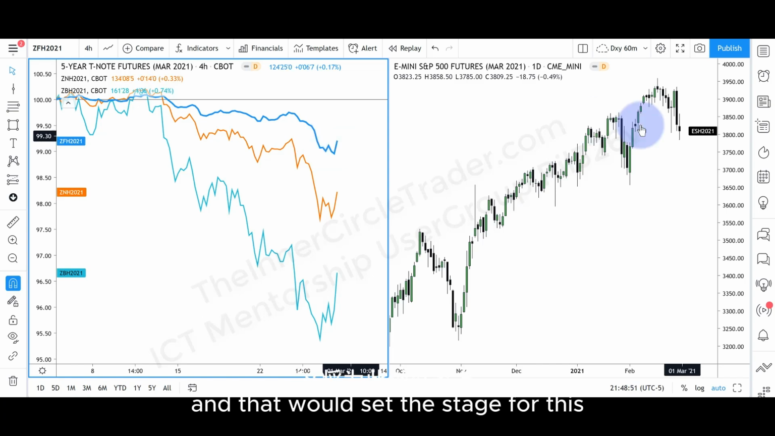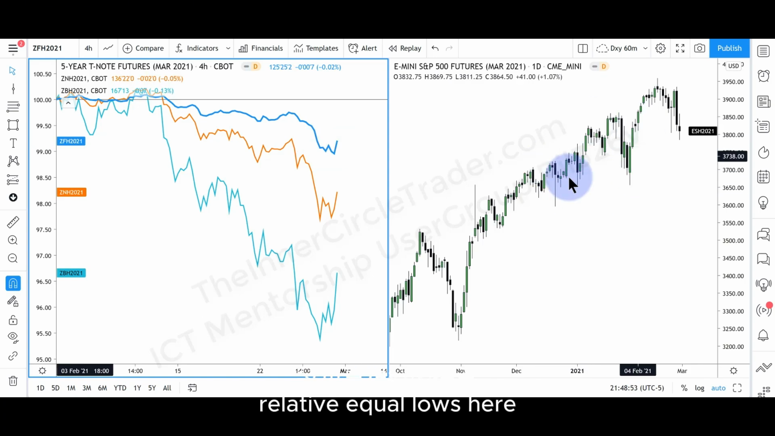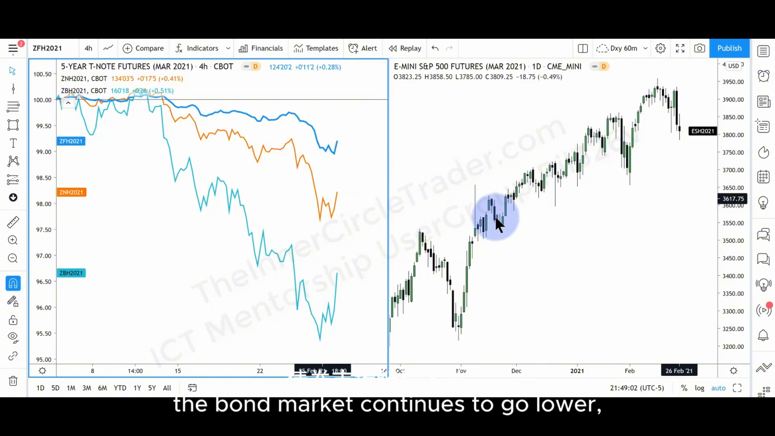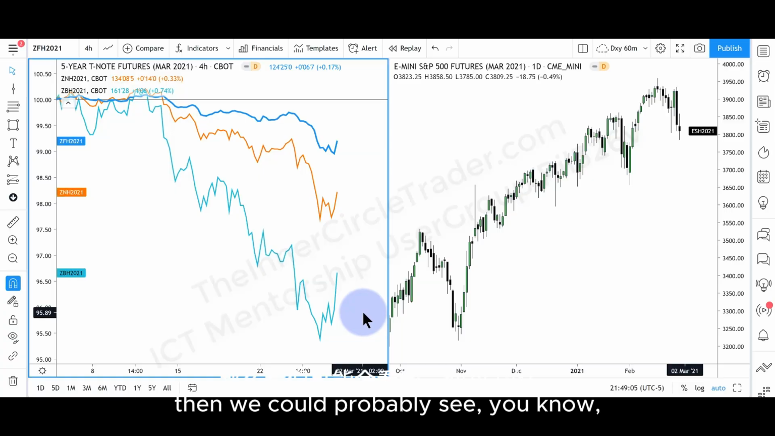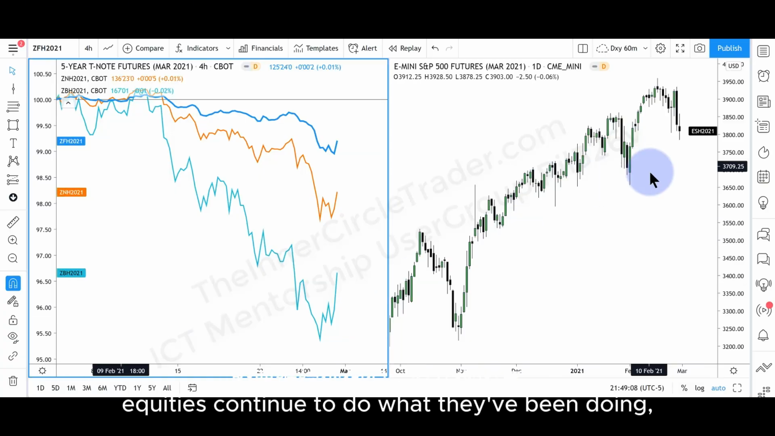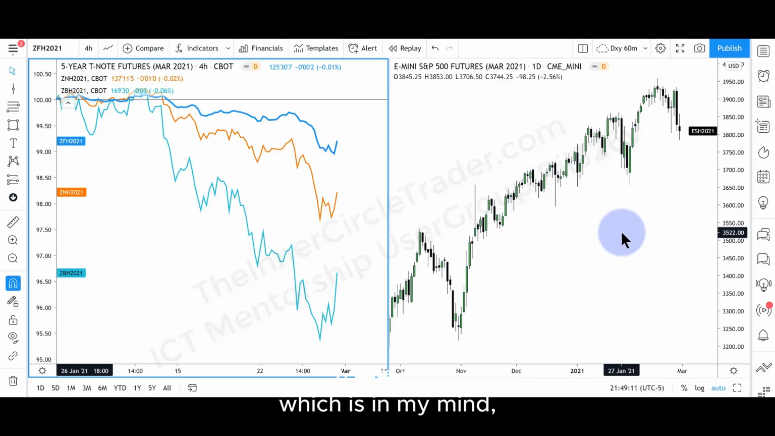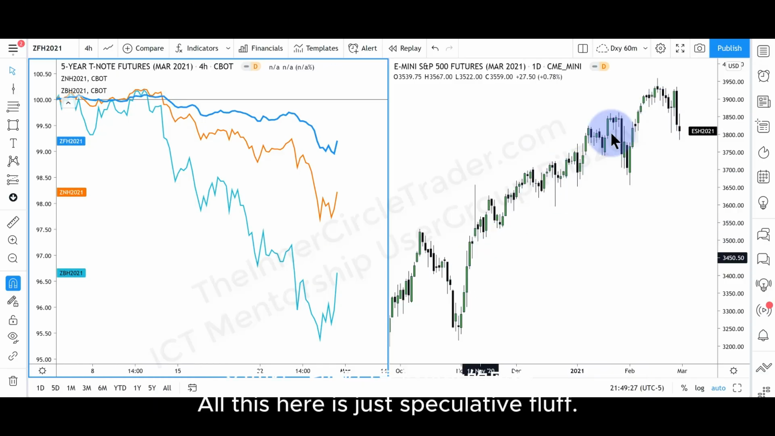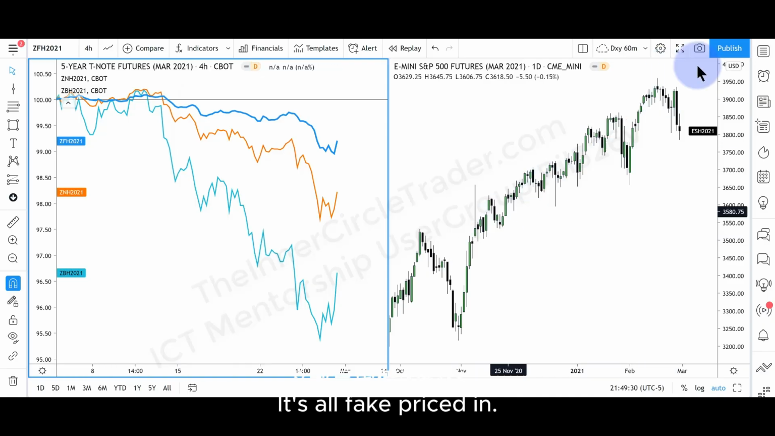And that would set the stage for this relative equal lows here on S&P to be traded down into. If the bond market continues to go lower, then we could probably see equities continue to do what they've been doing, which is, in my mind, ridiculous. For the stock market to be where it's at, there's only a handful of companies that are making money. I mean, that's the reality and the truth of it all. All this here is just speculative fluff. It's just fake. It's all fake priced in.